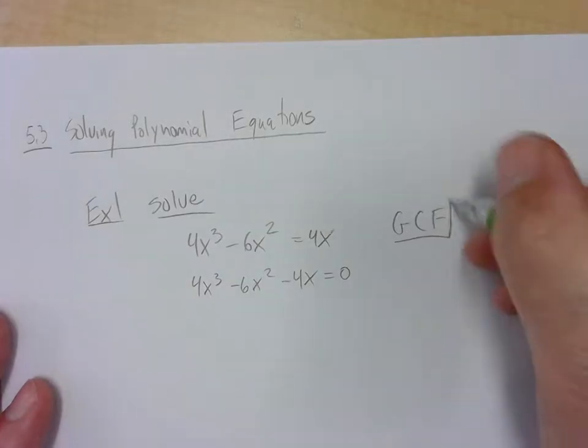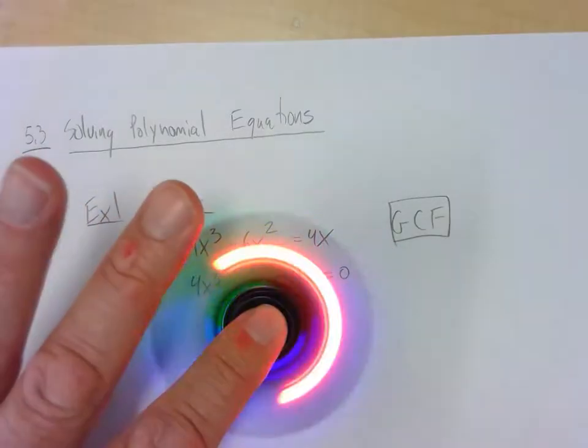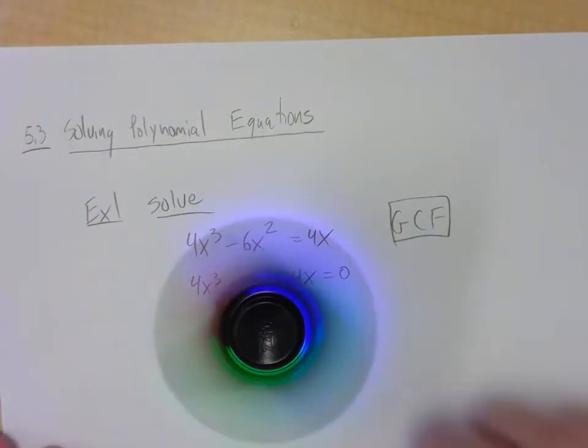Then I'm going to take out the GCF, greatest common factor. And by the way, my ankle just popped and it feels so much better. Oh, my ankle's been stuck all day. It's like magic. And since that happened, we'll do a little magic spinning in there.